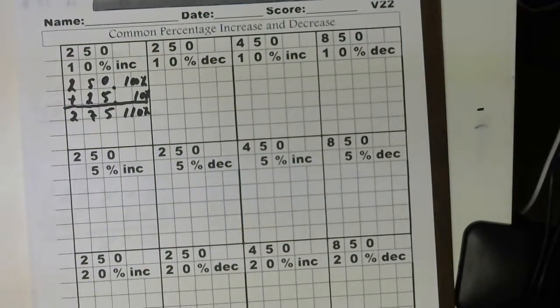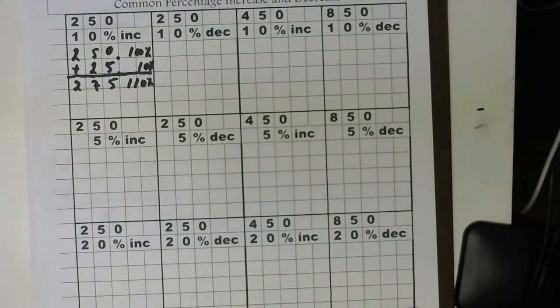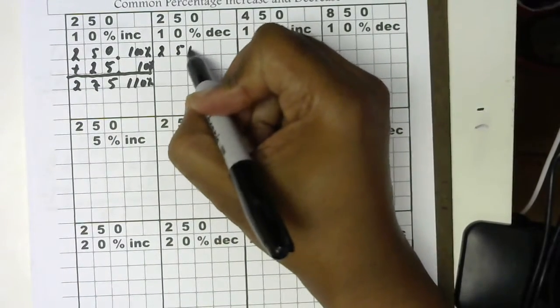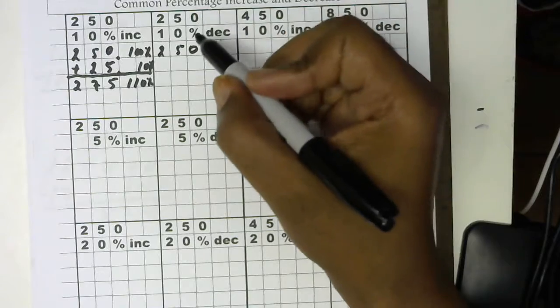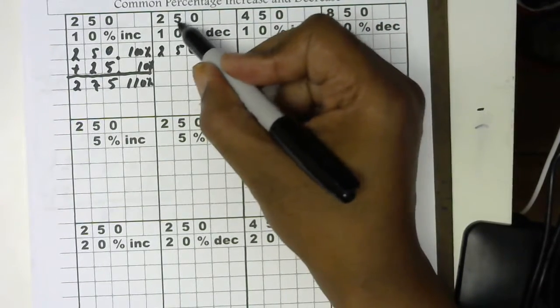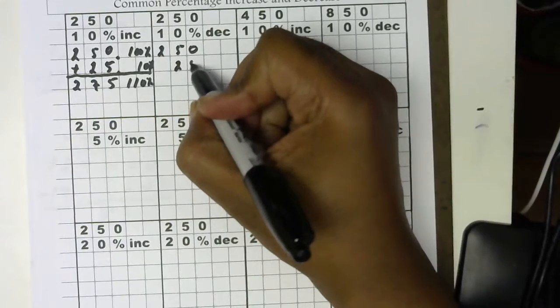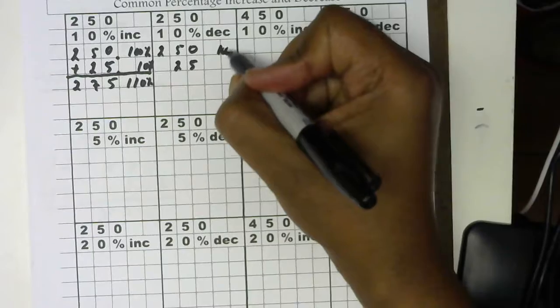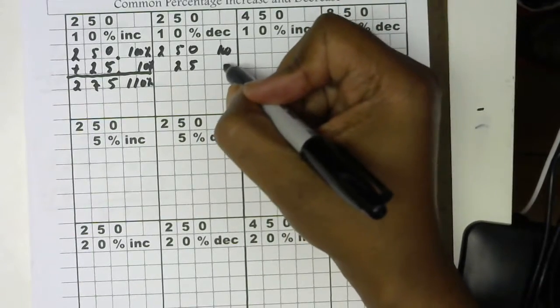Okay. Let's do a decrease. So this is 250, and 10% we can find by dividing this by 10. Dividing this by 10, we get 25. So again, this represents 100%. The 25 represents 10%.